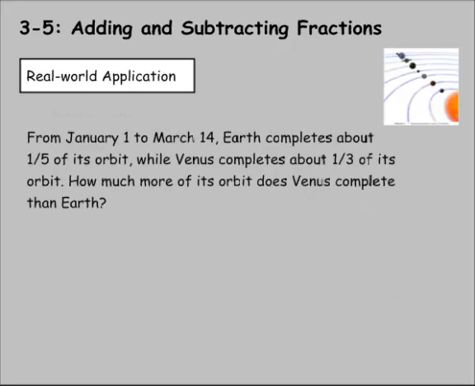Let's do a real-world application then. So from January 1st to March 14th, Earth completes about 1/5 of its orbit, while Venus completes about 1/3 of its orbit. How much more of its orbit does Venus complete than Earth? So this is a kind of problem where they ask you to find the difference, right? How much more? So that's a difference problem. That's subtraction. So 1/3 is bigger than 1/5, so we'd subtract 1 over 3 then minus 1/5.